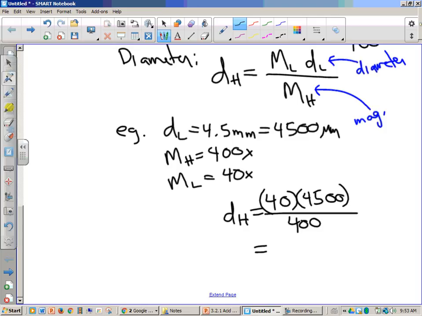And did anybody calculate that? Anybody got a calculator? Not a big deal. This is the same as actually dividing by 10 because the 40s kind of cancel away, so you're dividing it by 10, and the answer is 450 micrometers. That's how wide the view was.